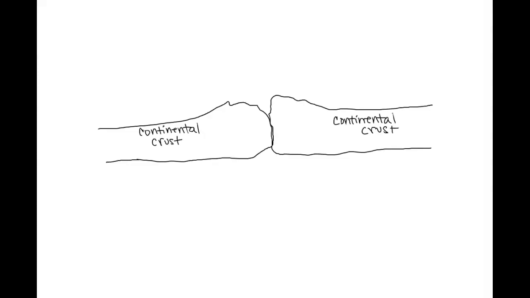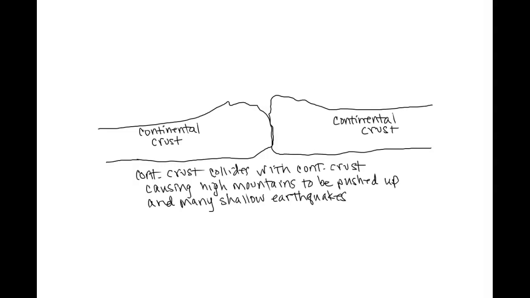So our last model is of a boundary type where continental crust collides with another piece of continental crust. Because these two are similar density, one isn't more likely to sink under the other. And in fact, what happens is they just essentially crunch together. And that squishing together causes many high mountains to be pushed up.